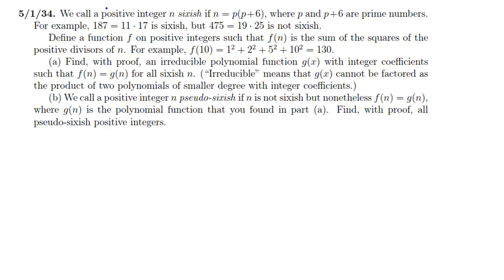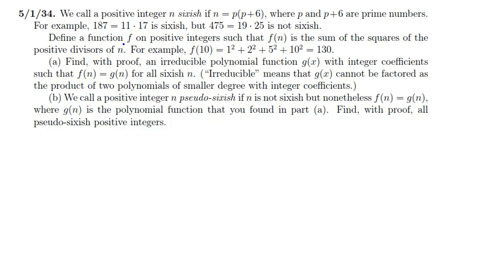It says, we call a positive integer n 6-ish if n equals p times (p plus 6), where p and p plus 6 are prime numbers. For example, 187 is 6-ish because it's 11 times 17, and both of them are prime. But 475 is not 6-ish because it is 19 times 25. The difference is 6, p times (p plus 6). But why is it not 6-ish? Because 25 is not prime. It says both p and p plus 6 should be prime.